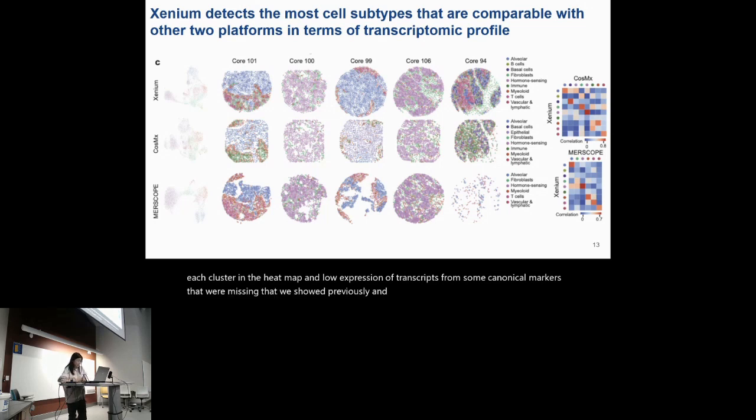And lastly, Merscope identified most but not all cell types recognized by Xenium and CosMx. Merscope and Xenium, however, showed a really high correlation for almost all matching clusters. And we can see the heat map on the right corner shows a clear one-to-one mapping between the Merscope and Xenium clusters.